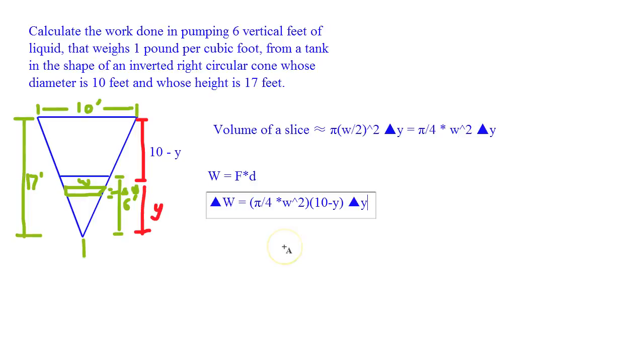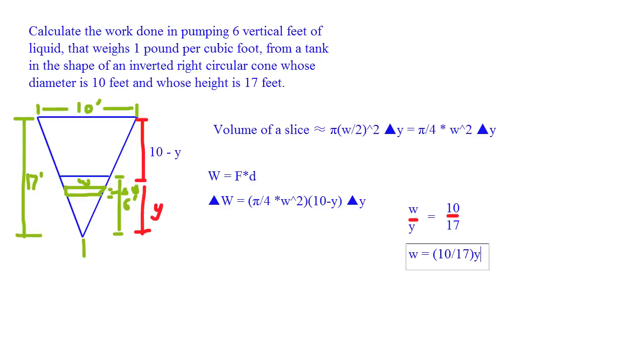So now what we're going to do is replace w in terms of y by using similar right triangles, similar triangles. Okay, which is w over y is going to equal 10 over 17. Okay. All right, so it's going to look like this. Okay, and so when we plug it in and get it ready for its actual formula, we're going to get this, which is this all set up.